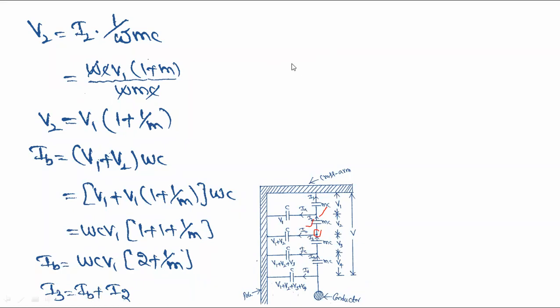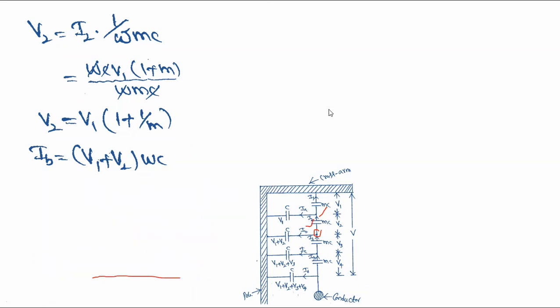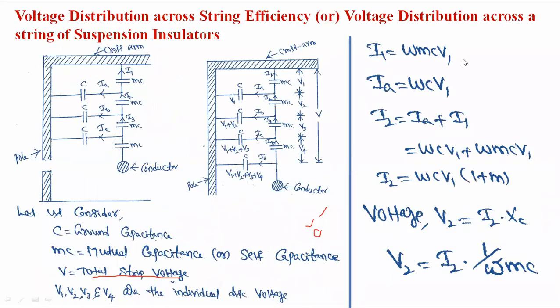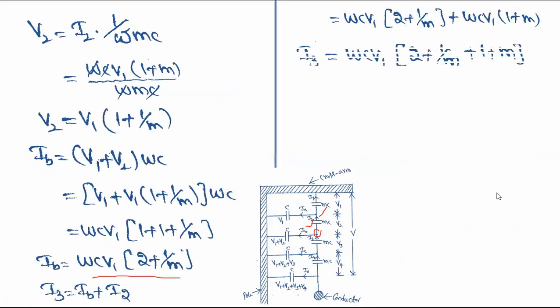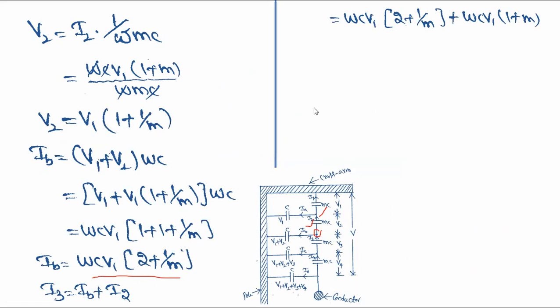What is the IB current value? That is WC V1 into 2 plus 1 by M. What is the I2 value? Already you have derived here, that is I2 equal to WC V1 into 1 plus M. Now substitute here, that is IB is WC V1 into 2 plus 1 by M and I2 is WC V1 into 1 plus M.